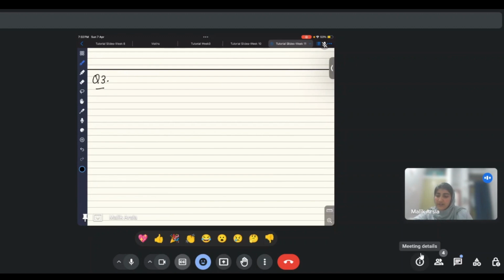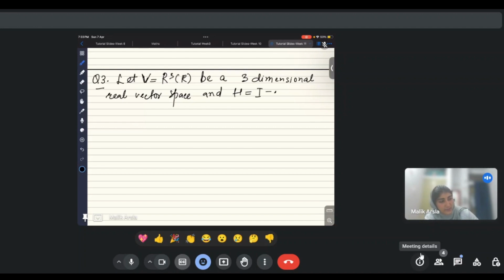So question number 3 is basically a simple question, property based only. Let V = R³ be a three-dimensional real vector space. Okay, it is capital V here. And H = I − 2WWᵀ.